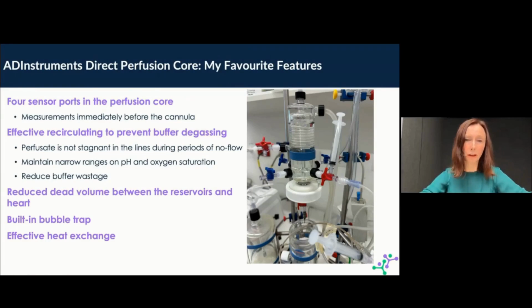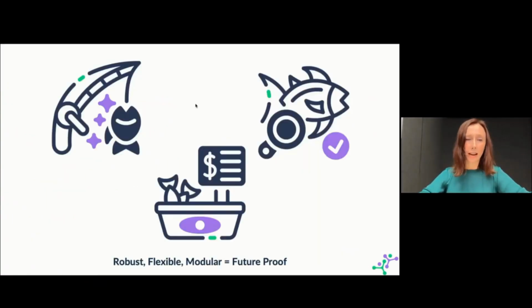There's a smaller volume between my reservoirs and the junction block, which is important. I've got a built-in bubble trap, which you can see sitting up the top here, and I've got really nice heat exchange as well in the system. And the thing that I think is really important to keep in mind is that any of our systems need to be robust, flexible, but also modular. That's what's going to make sure we can take our systems from today and continue to use them as we move towards future downstream applications.